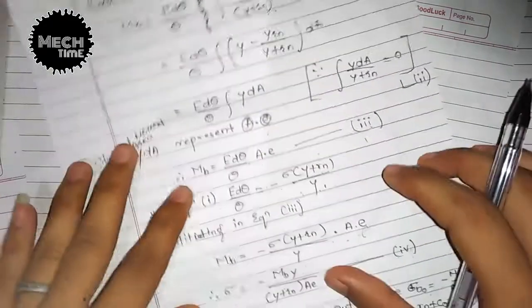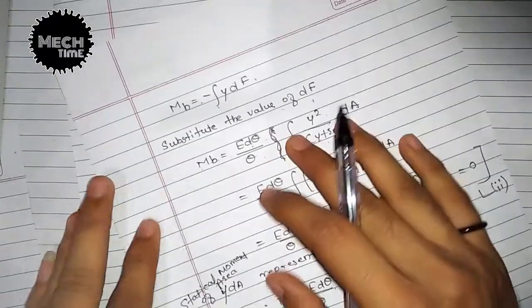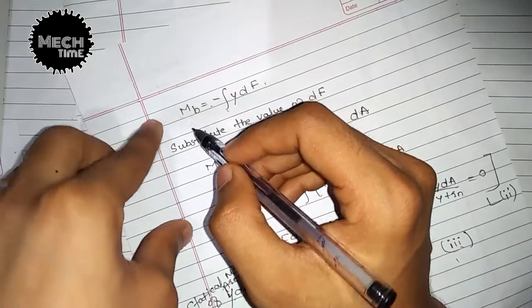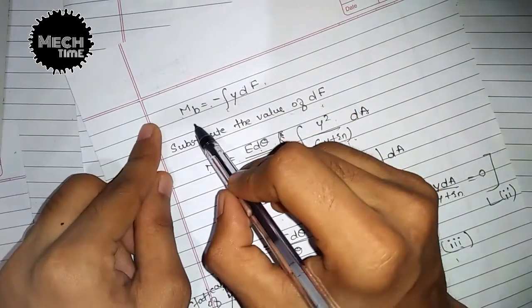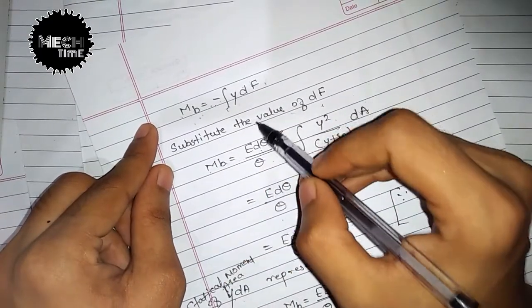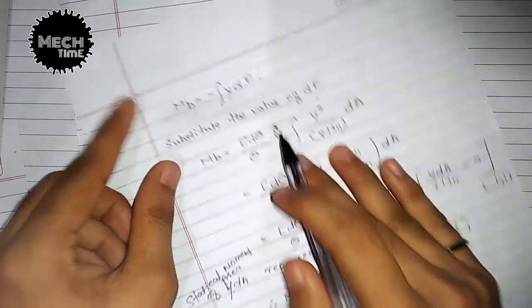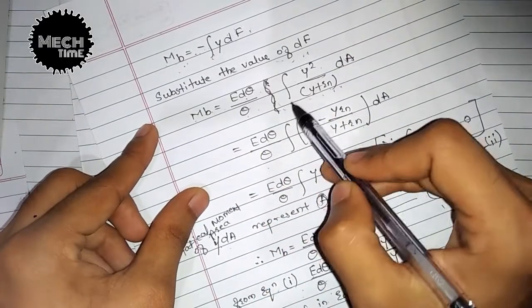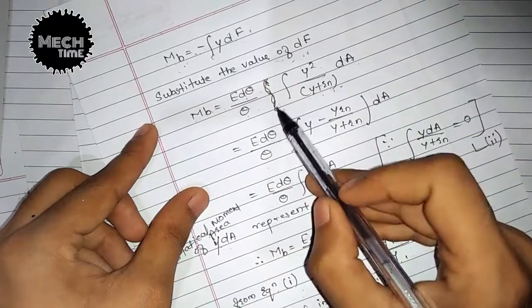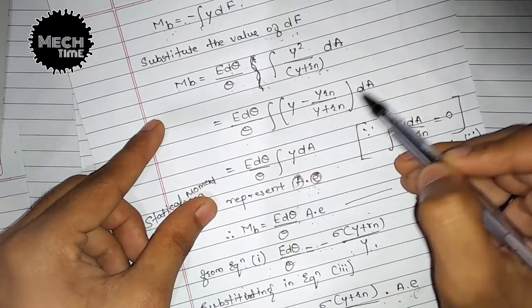Understood till this? Take this as equation number 2. Now, if the moments are taken about the neutral axis, the bending moment MB is equal to minus the integration of y dF. Substituting the value of dF, MB is equal to E d theta by theta, integration of y square by (y plus Rn) dA. Now if you differentiate this, it will be (y minus y Rn) divided by (y plus Rn) into dA.